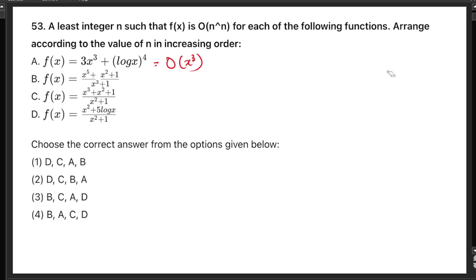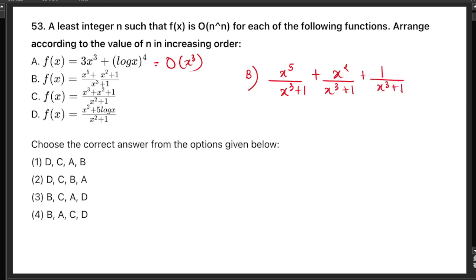Now let's verify the second problem. As you can see, all are now polynomial. If we solve it like this, I am solving the B option, x to the power 5 divided by x cube plus 1, plus x to the power 2, x to the power 3 plus 1, and 1 by x to the power 3 plus 1.